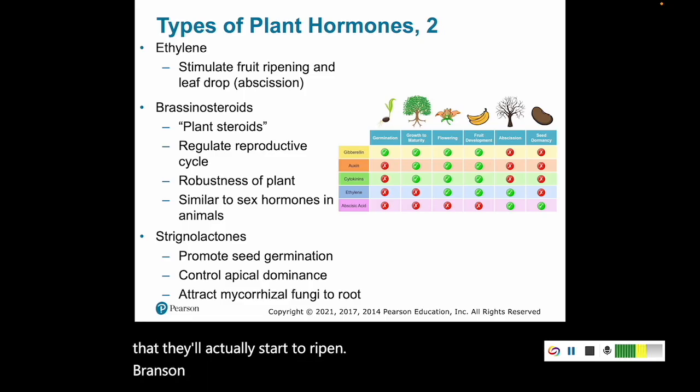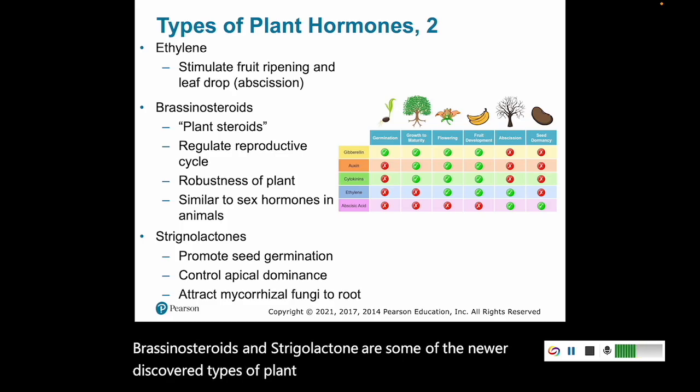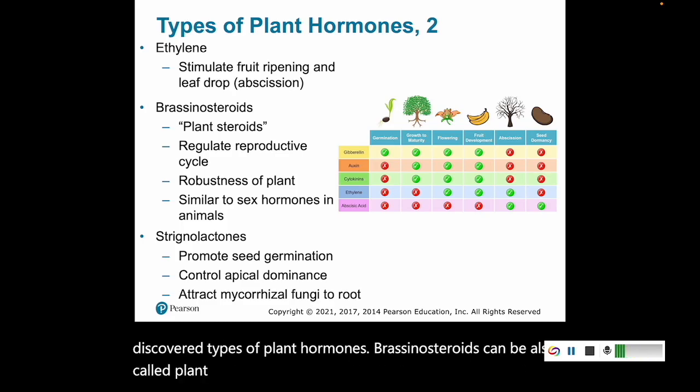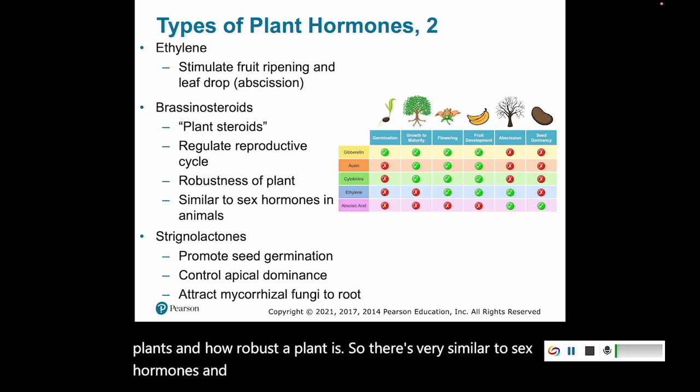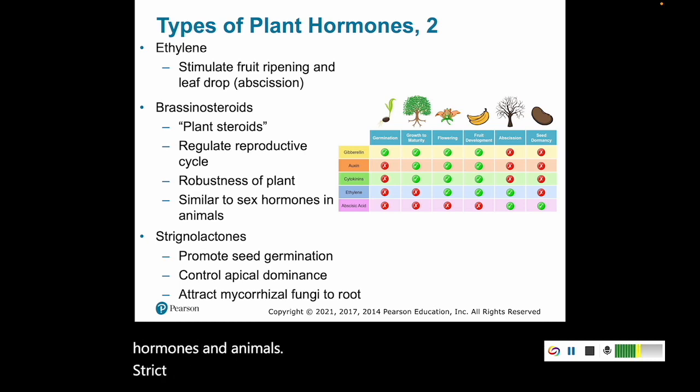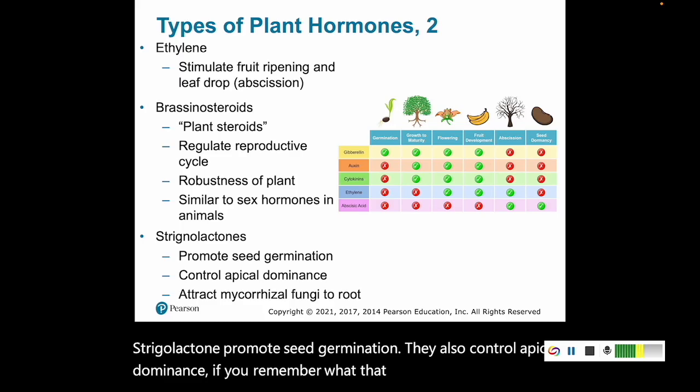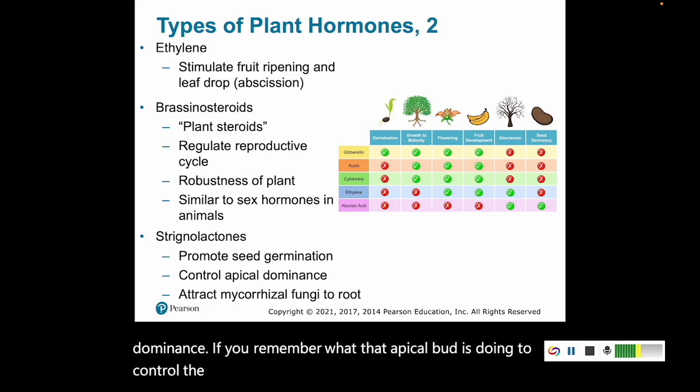Brassinosteroids and strigolactones are some of the newer discovered types of plant hormones. Brassinosteroids can also be called plant steroids. They help regulate reproductive cycles of plants and how robust a plant is. So they're very similar to sex hormones in animals. Strigolactones promote seed germination. They also control apical dominance, if you remember what that apical bud is doing to control the plant development. And they can attract mycorrhizal fungi to the root.